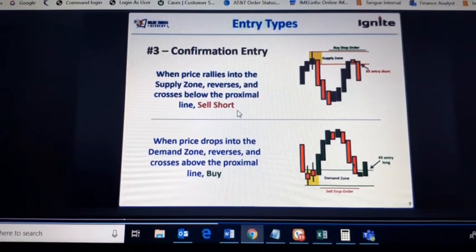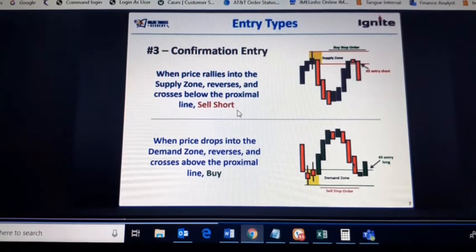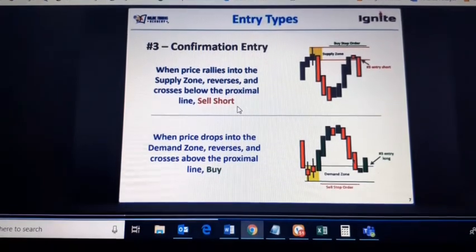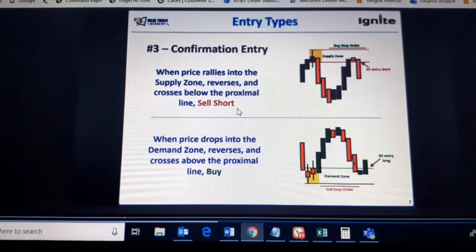What if the zone is violated and price is returning to the proximal line? If the zone is violated, that's violated. I don't recommend anything, but if you want to ask me, I follow the type 1 entry, the proximal entry.